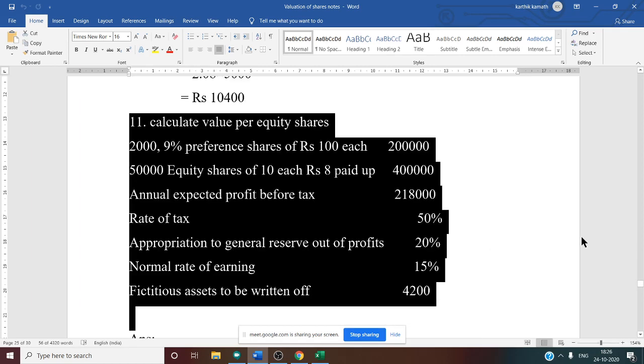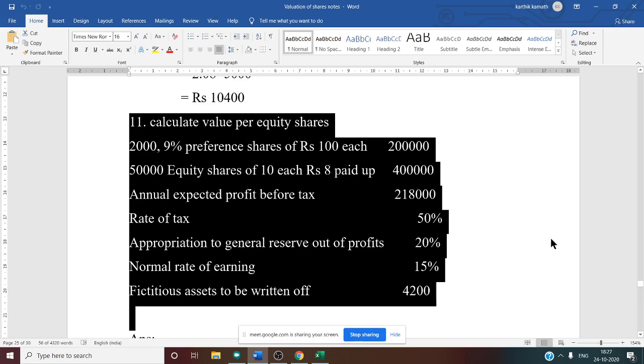20%, 9% preference shares of 100 each, 2 lakh. So preference share capital is directly given in the problem, that is fully paid. Next, 50,000 equity shares of 10 each, rupees 8 paid up, 4 lakh. So equity share capital is partly paid, because the face value is 10 and only 8 is paid. That means 2 is not paid.